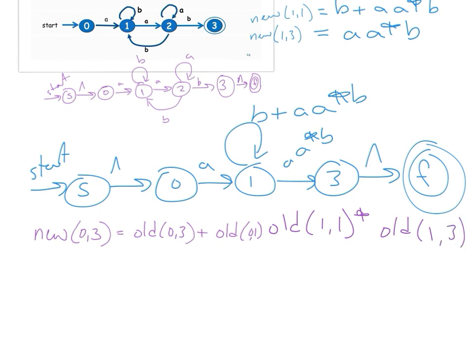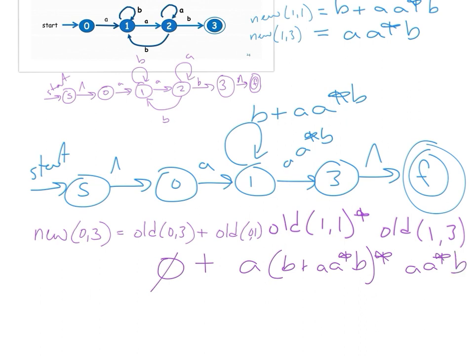So what do we end up with here? Let's see. The old 0 to 3, well, there is no transition from 0 to 3, right? So I can skip that. That's just the empty set. The old 0 to 1 is an A. The old 1 to 1 is a mess. That's a B plus A star B. And now we have to star that whole thing. And the old 1 to 3 is just A star B.